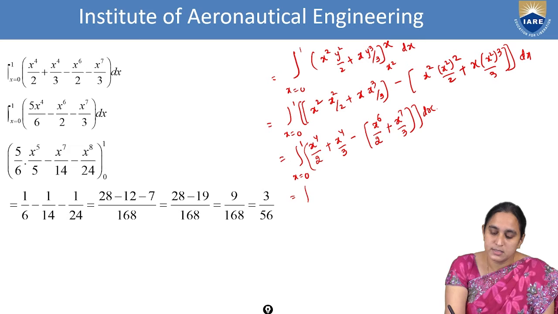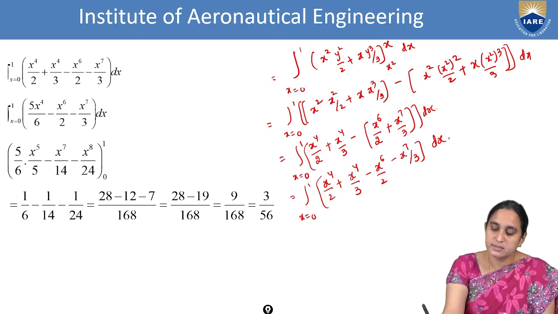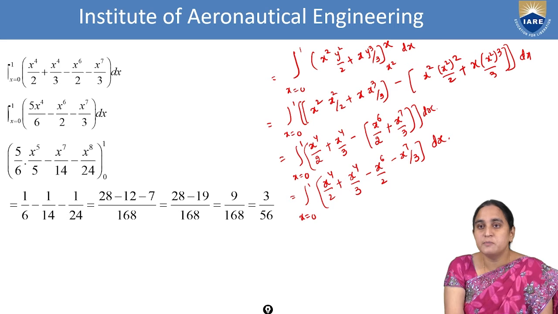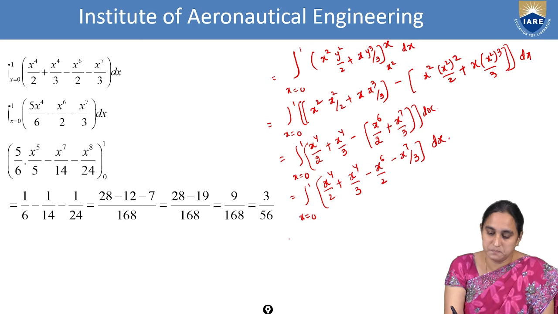From that, x is equal to 0 to 1, x power 4 by 2 plus x power 4 by 3 minus x power 6 by 2 minus x power 7 by 3 into dx. Once you observe, after substituting the y limit points here, the function will be converted totally in terms of x. Now integrate with respect to x, from x is equal to 0 to 1.